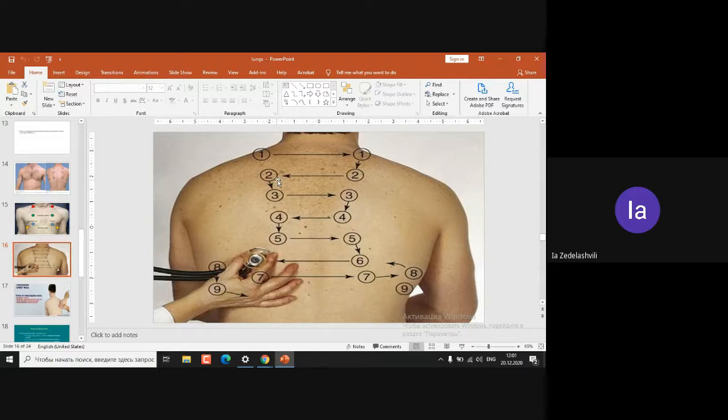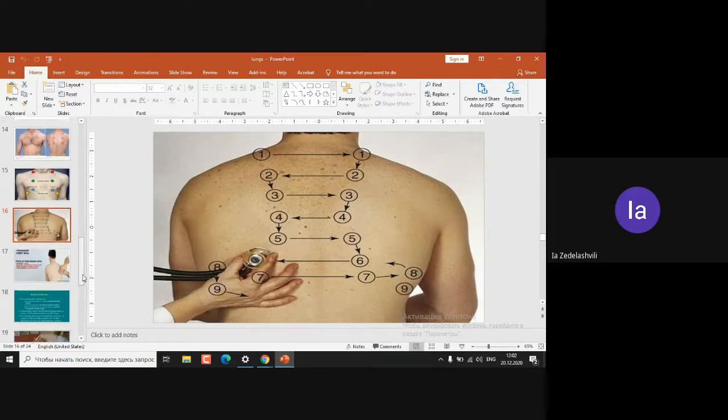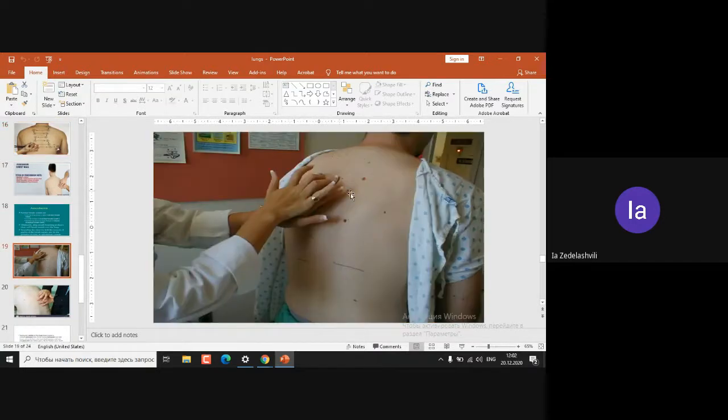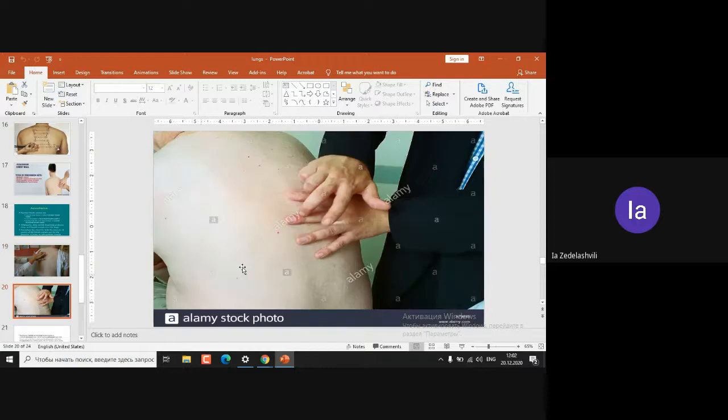How do we do it on the posterior side? It must be done symmetrically: 1, 1, 2, 2, 3, 3, 4, 4, to compare the sounds on both sides. The same for percussion. When you do percussion, you have to compare. Do one on one side, then on the other, to compare the sounds between them. So, about the sound and about the percussion, you will do it on both sides once again. See?